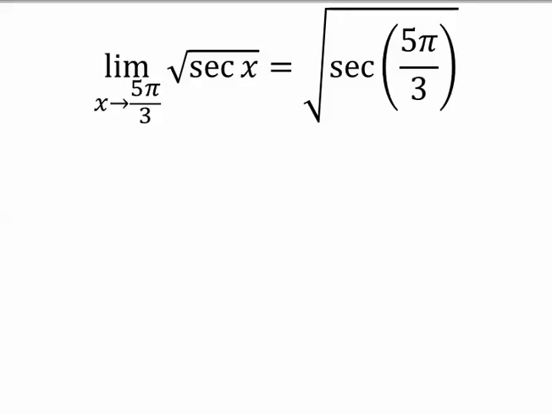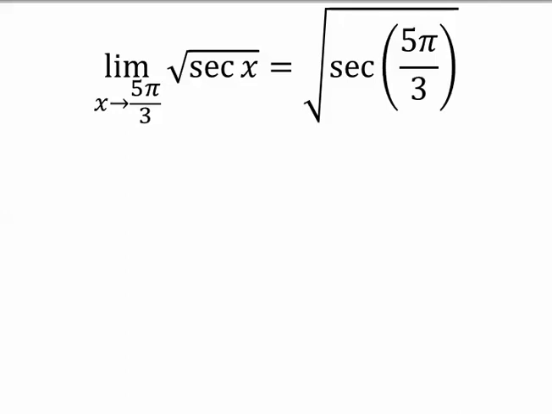The first assumption that I made is that 5 pi over 3 is in the domain of secant, and in fact it is. Secant of 5 pi over 3 can be determined. The other assumption that I made is that secant of 5 pi over 3 is in the domain of a radical function, i.e. that secant of 5 pi over 3 is positive. And in fact it is. Secant of 5 pi over 3 is positive. So to do this limit, I had to determine that 5 pi over 3 is in the domain of secant. I also had to determine that secant of 5 pi over 3 is actually positive.